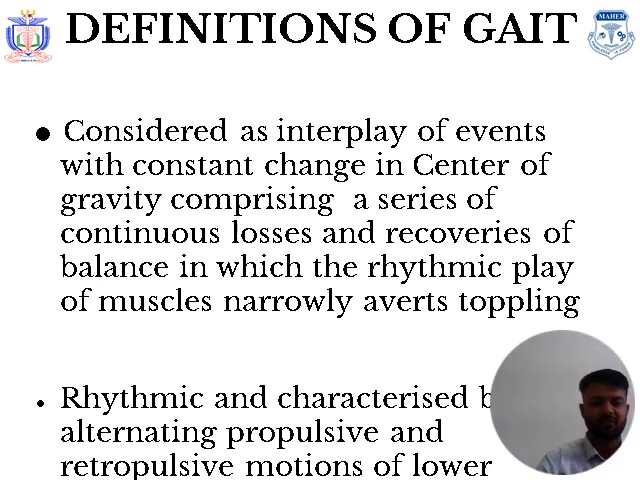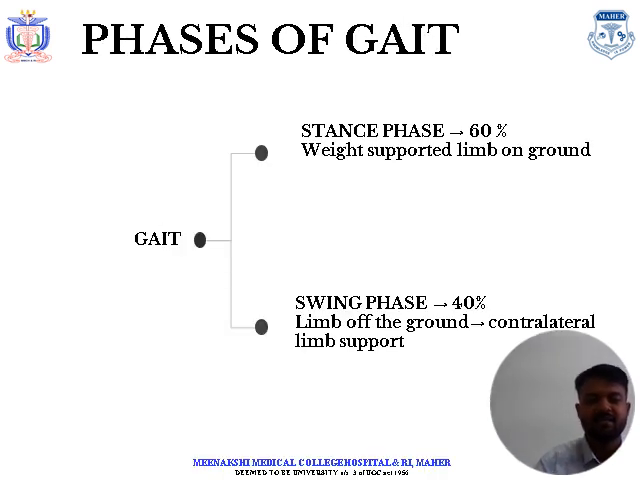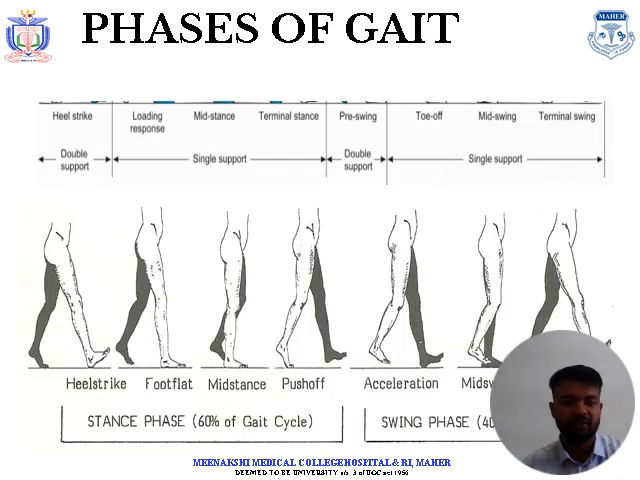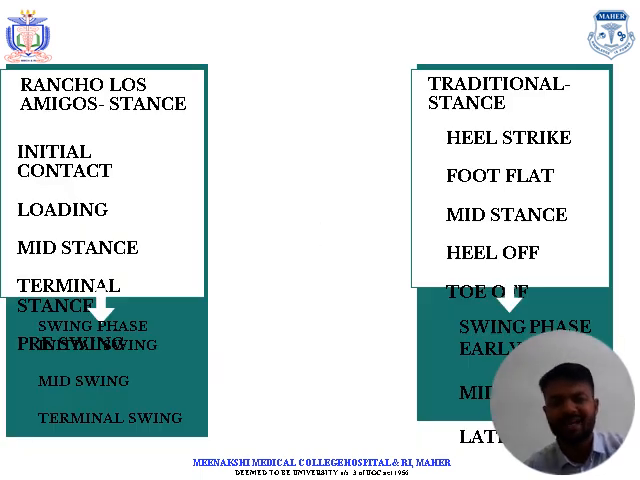By the book the definitions are different, but to understand this definition better, these are the phases: stance phase and swing phase. Stance phase is 60%, where the weight is supported on the ground. Swing phase is 40%, where the limb is off the ground. The stance phase has heel strike, foot flat, stance, push off, which means the foot is on the ground, and the swing phase is where it starts to move off the ground. These are the two classifications.